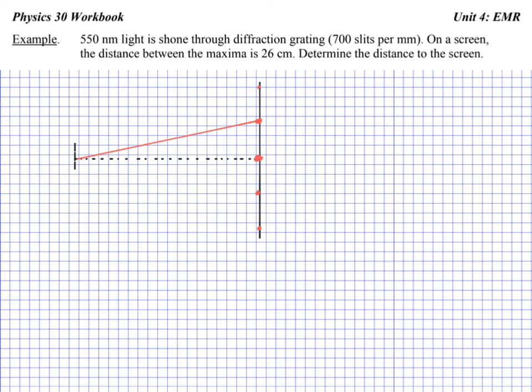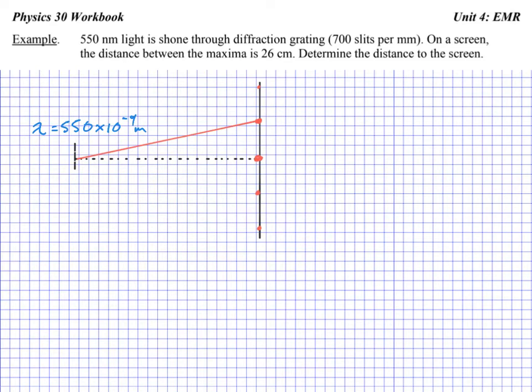So what am I trying to do? Well, let's put some values in. The light is being shone from this side of the diffraction grating, so let's put our wavelength of light here. The wavelength given is 550 nanometers. So I don't forget, I'm going to put that in scientific notation, 10 to the minus 9, there it is. Now let's deal with the 700 slits per millimeter.